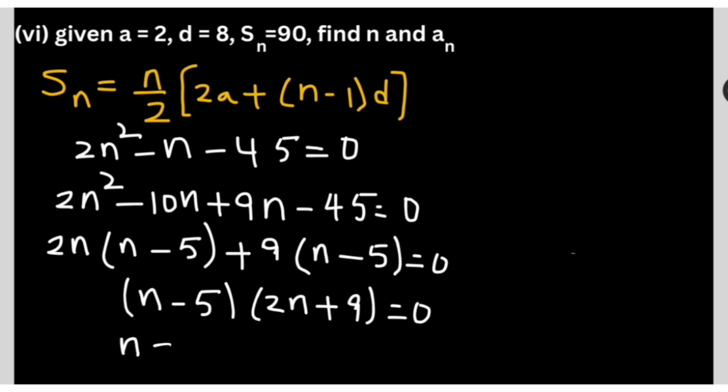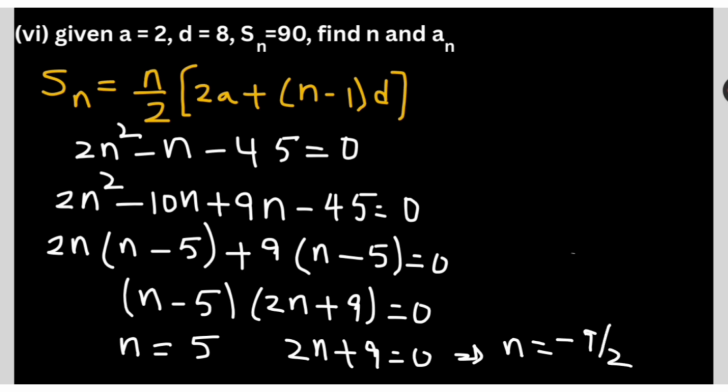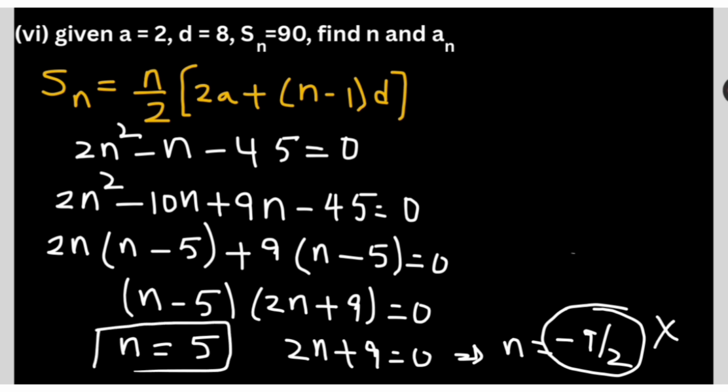Here we get the roots as 5, and the other one is 2n plus 9 equal to 0, that means n equals minus 9 by 2. But here n is the number of terms. The number of terms cannot be in decimal form and cannot be negative. That's why we reject minus 9 over 2. We take the number of terms as 5. Using this Sn formula, we got the number of terms, which is 5.